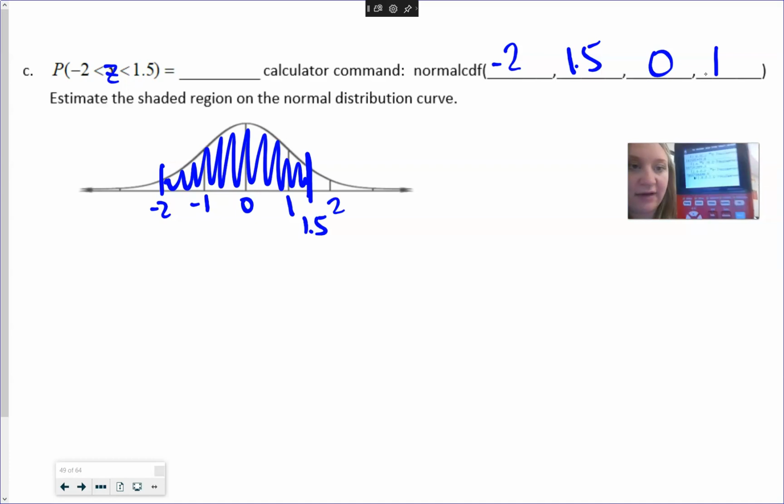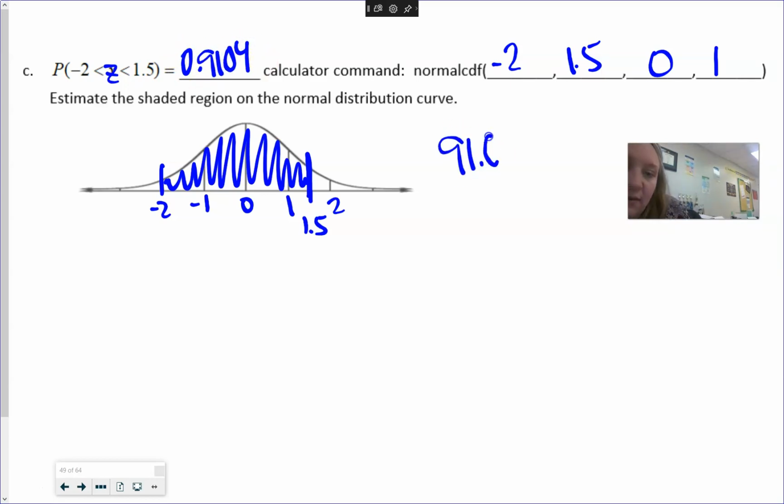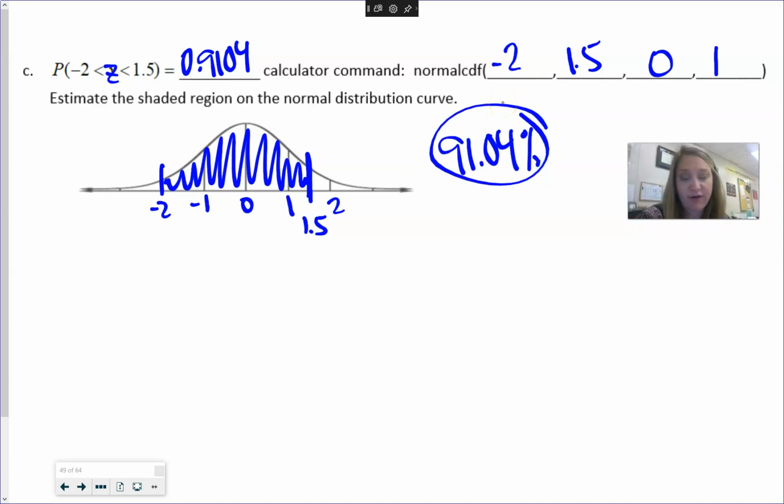So now everyone's calculator should look the same. And then we're going to push enter. And we have 0.9104. Which is the same thing as saying 91.04%, which makes sense. We have a big chunk of our curve being covered.